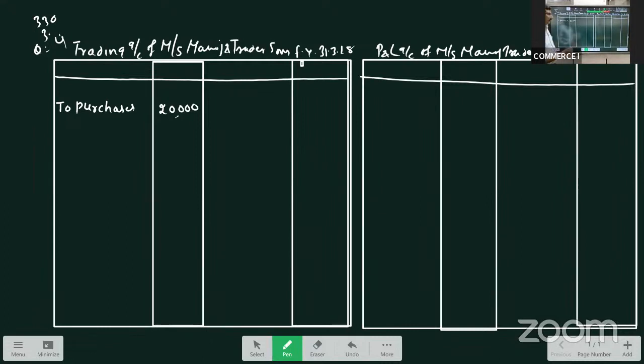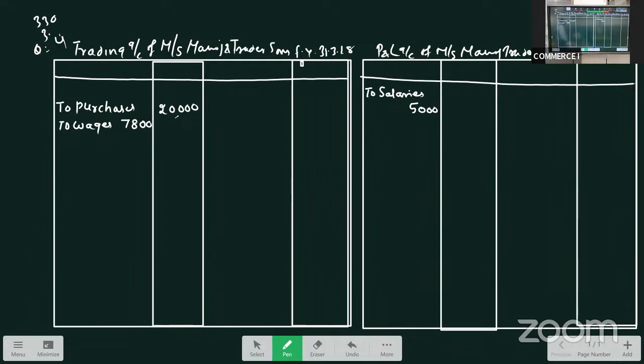Then salaries. Salary is a P&L item. I am writing it on the debit side of P&L, and the amount is 5,000, which I am writing in the inner column. Sir, why are you writing in the inner column? Because there is an adjustment pending on that. Okay. Then wages. Wages are a trading item. Wages will appear in trading account on the debit side, and the amount is 7,800. This also I am taking in the inner column because there is an adjustment on this as well.